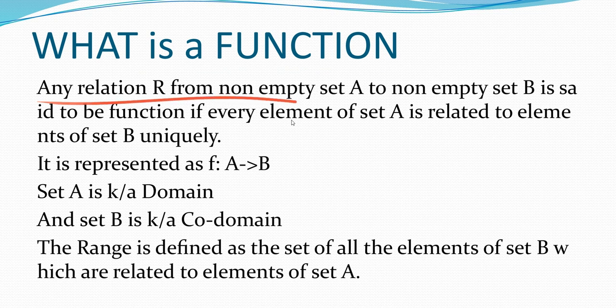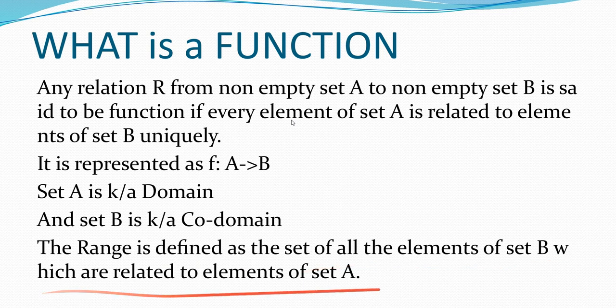Any relation R from non-empty set A to non-empty set B is said to be a function if every element of set A is related to elements of set B uniquely. It is represented as f: A → B. The domain, codomain and range are the same as we have defined in the relations topic, that is set A will be domain, set B will be codomain, and range is defined as the set of all the elements of set B which are related to elements of set A.